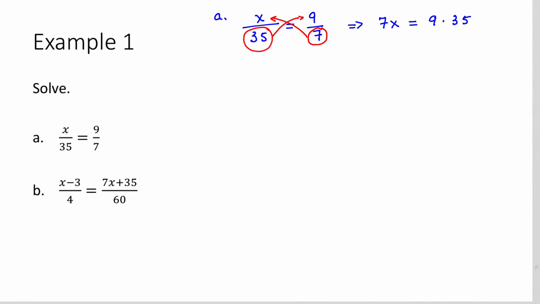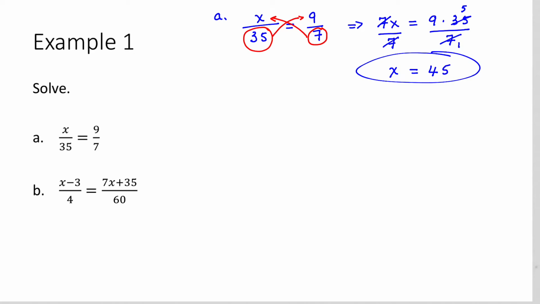So if 7x is equal to 9 times 35, I can solve for x by dividing both sides by 7. And the 7's cancel out on the left-hand side, and that leaves me with just x. And on the right-hand side, now I have 9 times 35 divided by 7. And this is a lot easier. I can go ahead and 7 into 35 goes 5 times. 9 times 5 is 45. So that's my final answer.